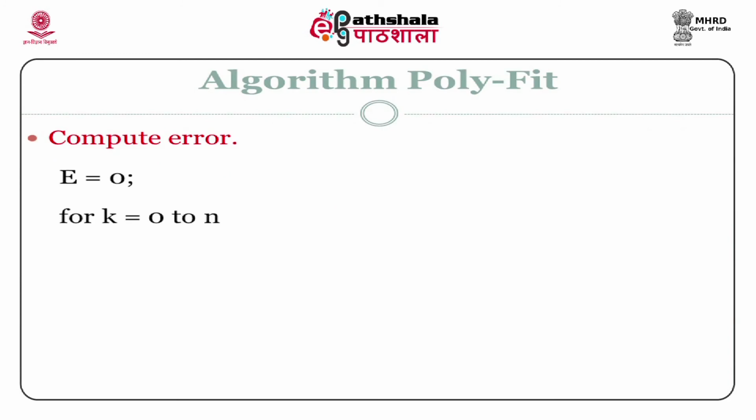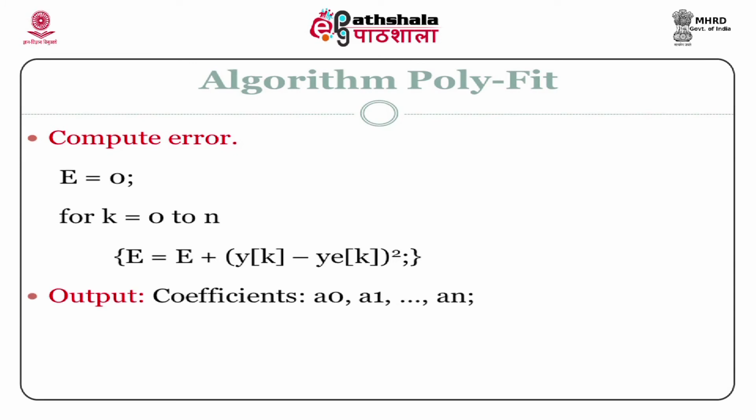Then compute error capital E equal to 0, and for k equal to 0 to n we are considering E equal to E plus the difference between the observed and the estimated values squared. We go on adding term by term, and then we get the output as the coefficients a0, a1, a2, a3, up to am and the total square error E.